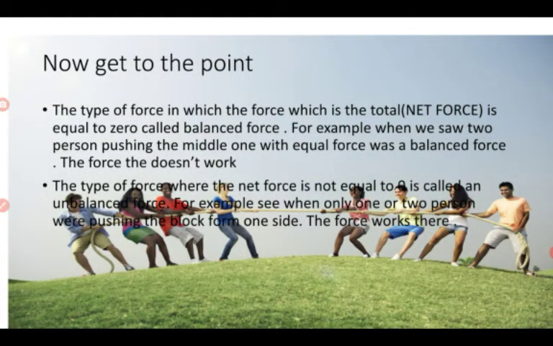Now let's get to the point. The type of force in which the total, that is the net force, is equal to 0 is called a balanced force. For example, when we saw two persons pushing the middle one with equal forces, it was a balanced force. The force that doesn't work. The type of force where the net force is not equal to 0 is called an unbalanced force. For example, when one or two persons were pushing the block from one side, the force works there. The force was moving the object, right?